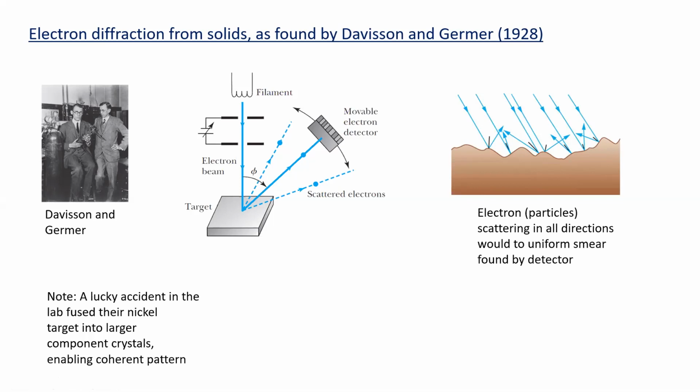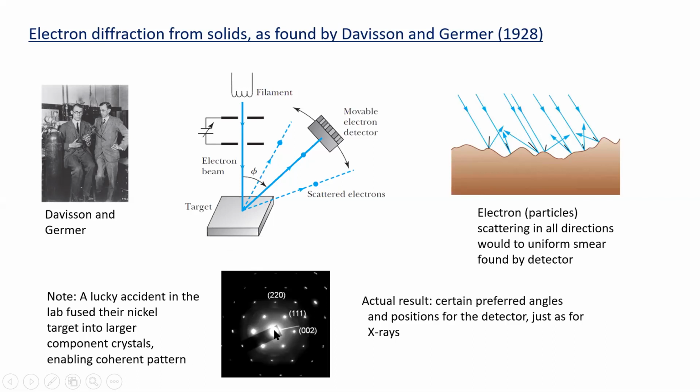They saw that smear, and this is an interesting thing. There was a lucky accident. There was an explosion in their lab, which burned one of their nickel targets, and it fused the target, which had been made up of a lot of small crystals, kind of like a powder crystal of many orientations, into larger component crystals, and that enabled a coherent pattern to be observed.